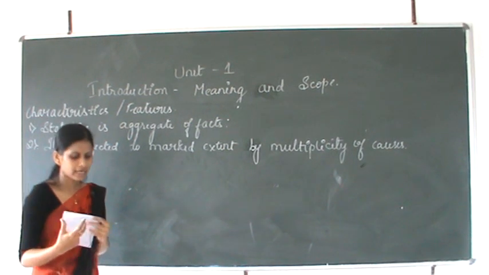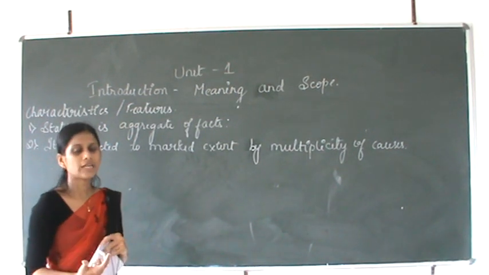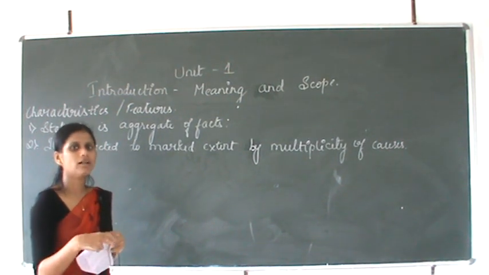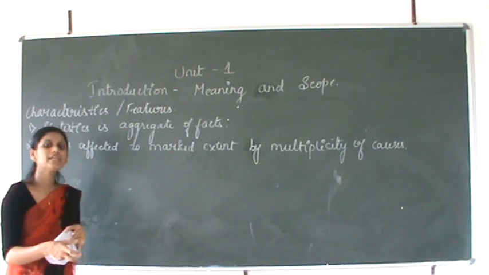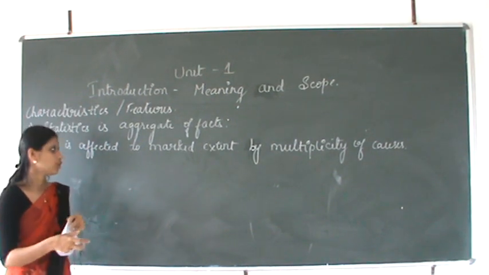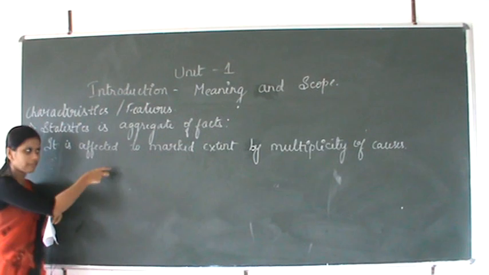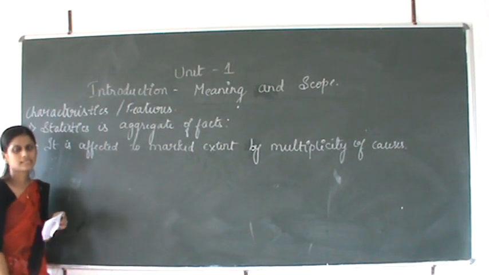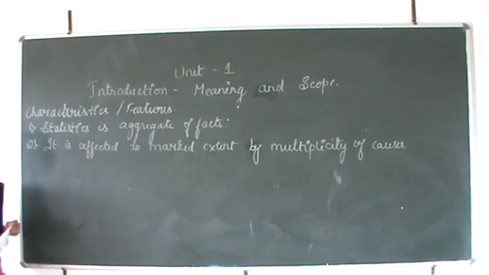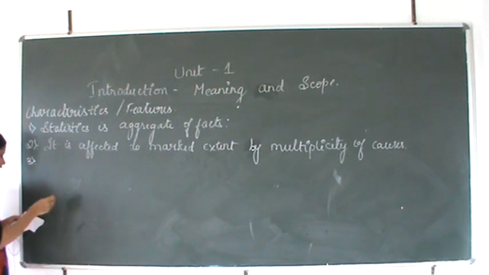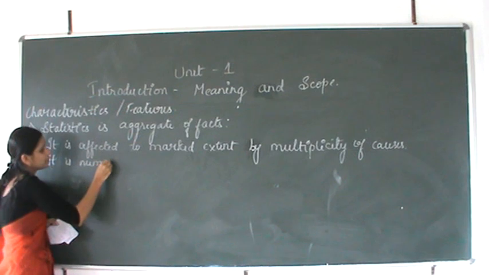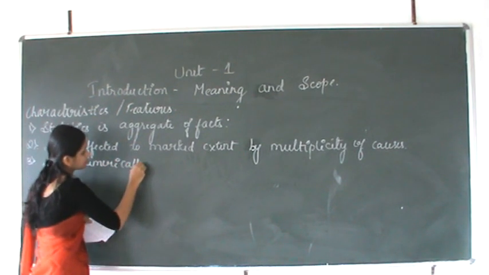Then market condition, then marketing strategy which are introduced by the company. All these are the factors which are going to affect the price of a product. So statistics are affected to a marked extent by multiplicity of causes. This is the second characteristic of statistics. Now we will see the third one, that is it is numerically expressed.